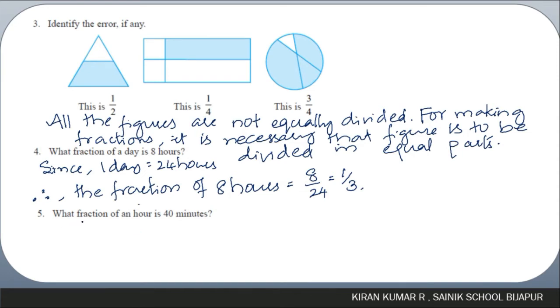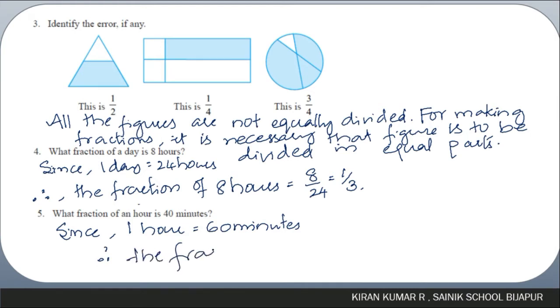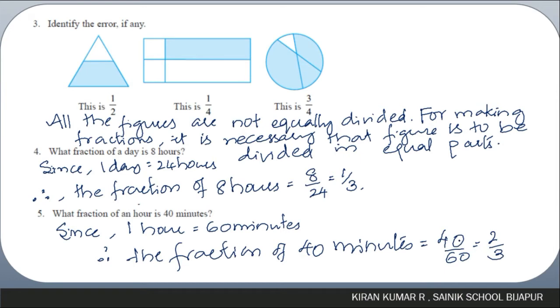Question number 5, similar to the question number 4. What fraction of an hour is 40 minutes? Since we know that 1 hour will be having 60 minutes, 60 minutes will make 1 hour. Therefore, the fraction of 40 minutes will be 40 upon 60, which is nothing but 2 by 3, because both these numbers 40 and 60 are divisible by 20.